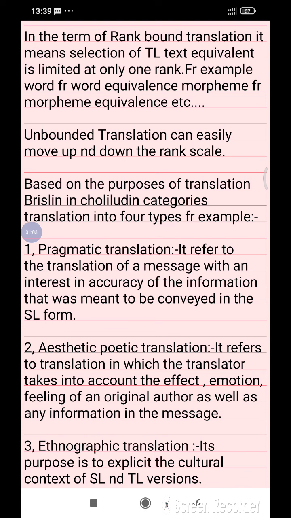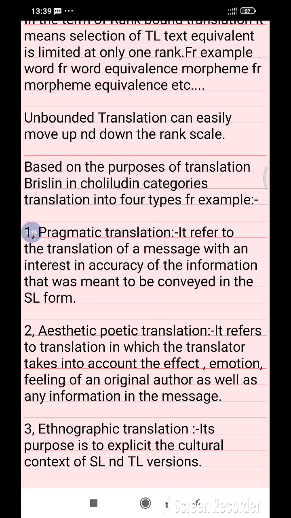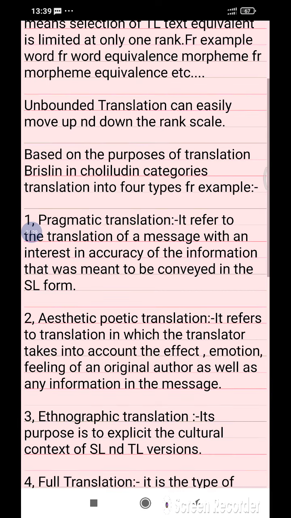While we select a TL text which is limited to one rank, we are giving a rank. For example, word for word equivalence. While we try to translate word for word and give the meanings like equivalence, this kind of translation is first rank, second rank, and morpheme for morpheme equivalence. When we make both languages equivalent according to words and morpheme to morpheme meaning, this is called rank translation.